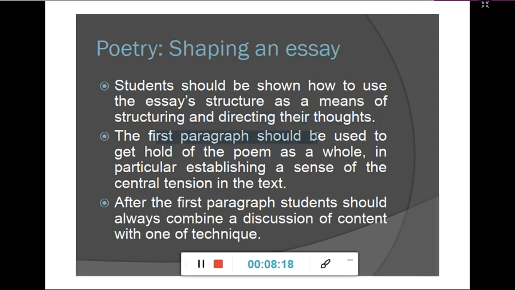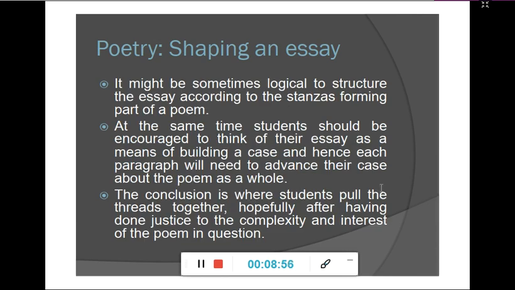The first paragraph should be used to get hold of the poem as a whole, in particular establishing a sense of a central tension in the text. So in the first paragraph, you initiate your first response and understanding of the poem. After the first paragraph, students should always combine a discussion of the content with one of the techniques. That means you will now start to see how he develops his topic, how he delivers his message, of course the poet.